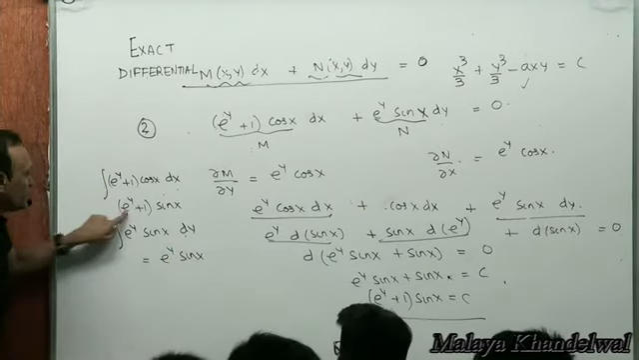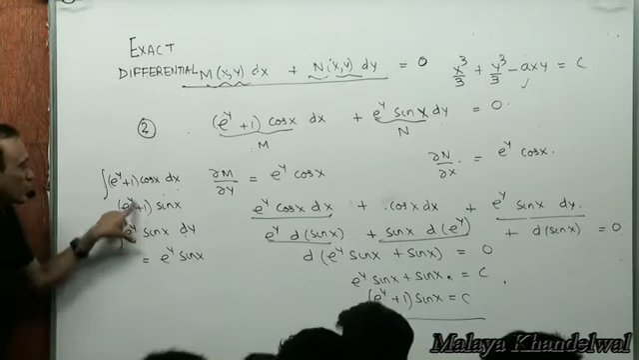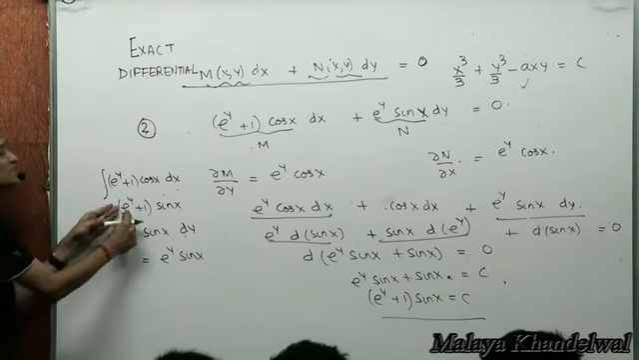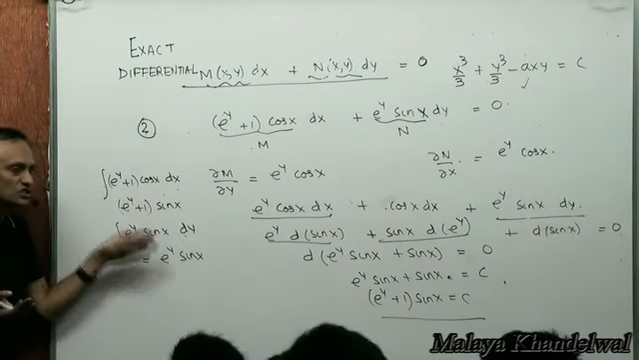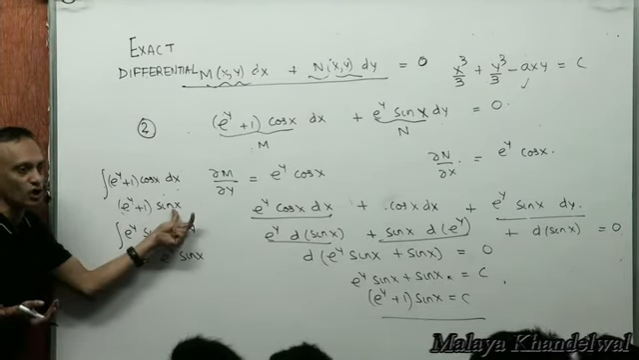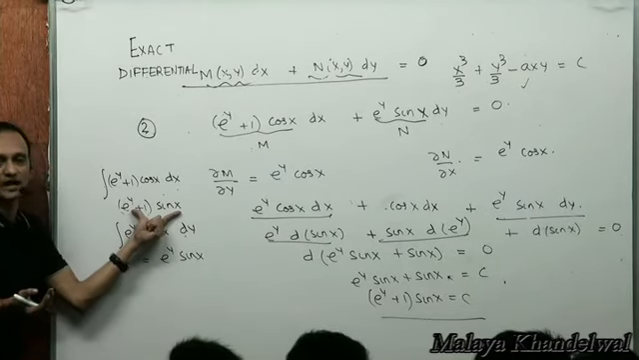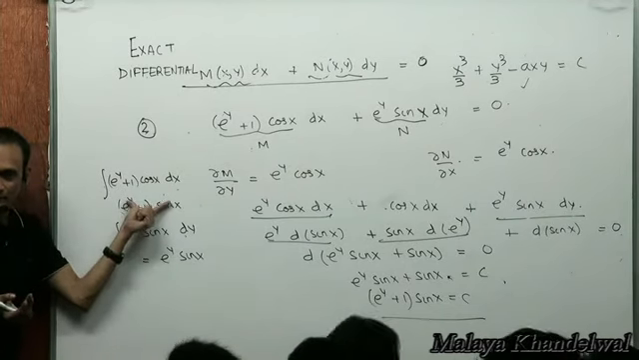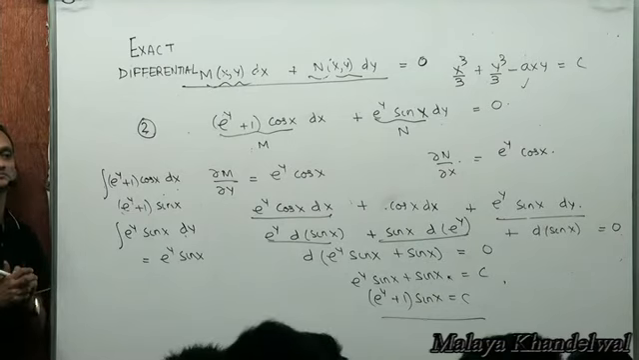Now, e power y sin x is a common term. So when you add these two, that e power y sin x must appear only once. So the answer is going to be e power y plus 1 sin x. Because when you add these two, e power y sin x cannot appear twice. That's a common term. Don't add this again because it has already come in here. It'll work.